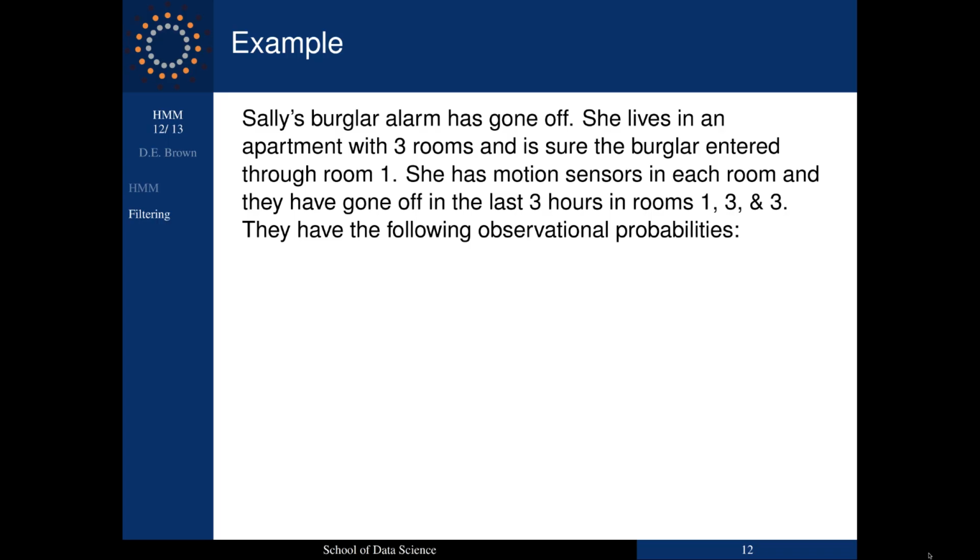Well, let's look at an example of how we can use this, and this is kind of a fun little example. Imagine that Sally's burglar alarm has gone off in her apartment. She lives in an apartment with 3 rooms, and is sure that the burglar entered through room 1. That's the only way the burglar could get in. She has motion sensors in each room, and they've gone off in the last 3 hours in rooms 1, 3, and 3, and they have the following observational probabilities.